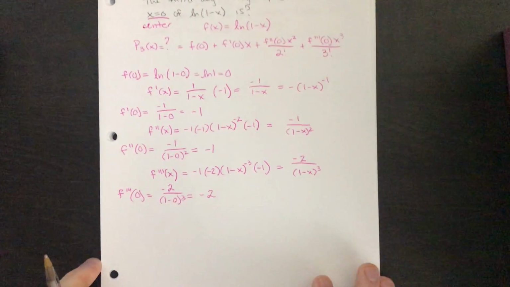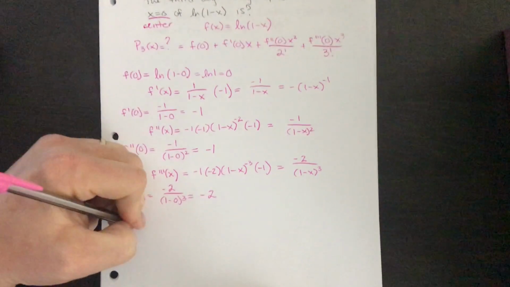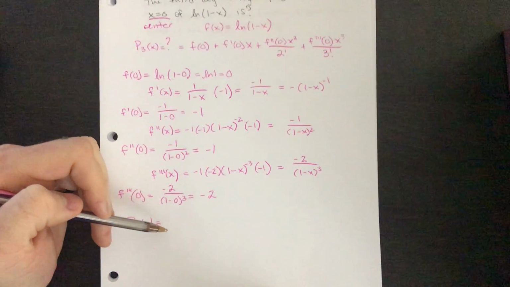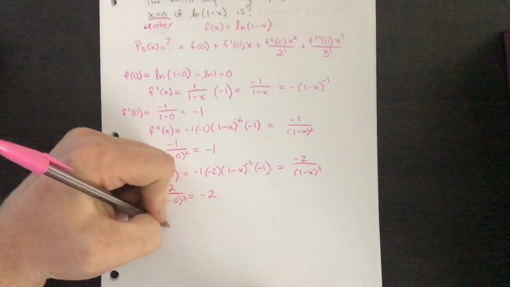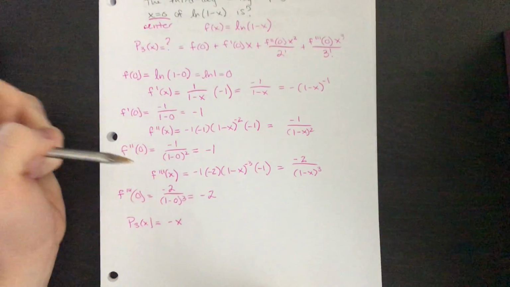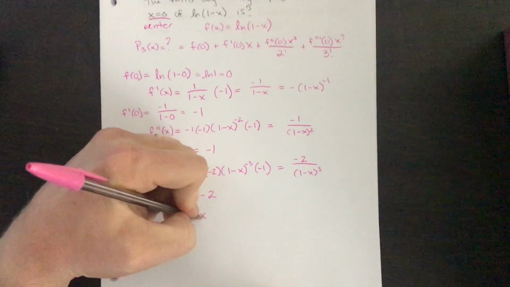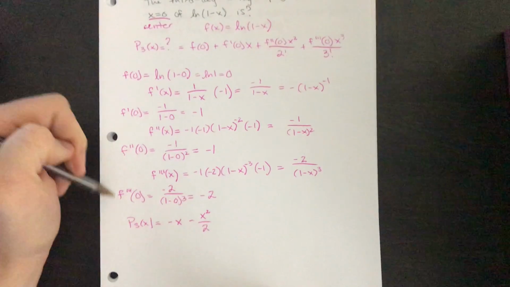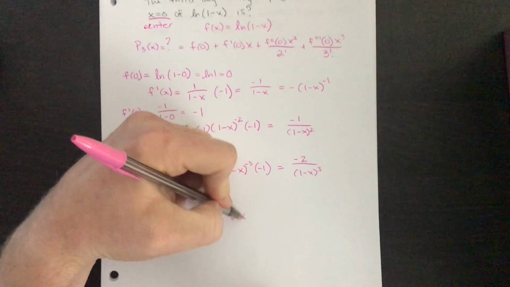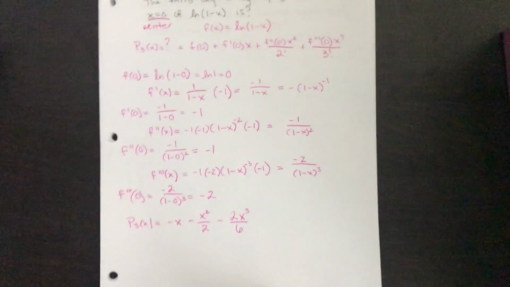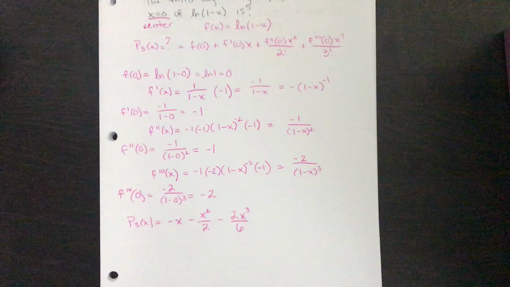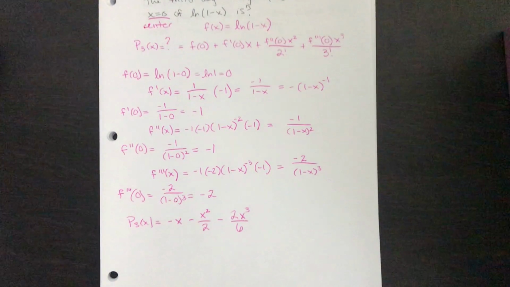So now we have all of our pieces. Let's just go ahead and plug them in. f of 0 is 0, so I'm not even going to bother writing that. f prime of 0 is negative 1, so we have negative x. f double prime of 0 is negative 1, so I'm going to put minus x squared over 2. And f triple prime of 0 is negative 2, so I'm once again going to put minus, but I'll put a 2, x to the third over 6. Once again, you could simplify that if they were asking you to do more with it, but it's just asking you to write it, so that is totally sufficient right there.